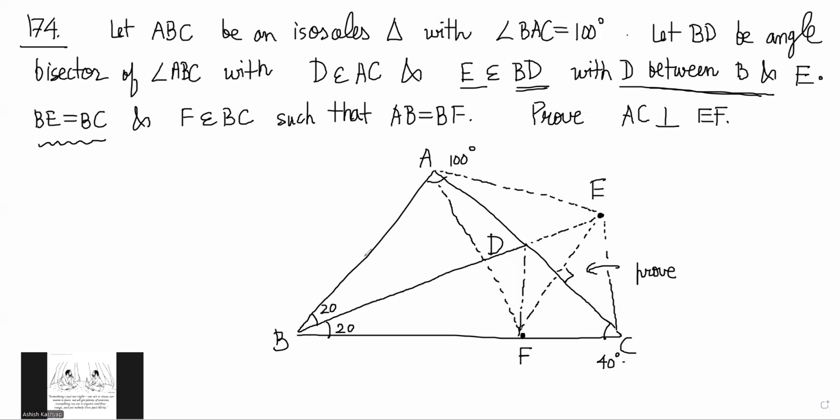Now here we know angle ADB. This much angle will be how much? This is 100. This is 20. So this is how much? 60. Yes, sir. Great. Now EDC is vertically opposite. So this is 60, right? 60 degree. Yes, sir. EDC is 60.